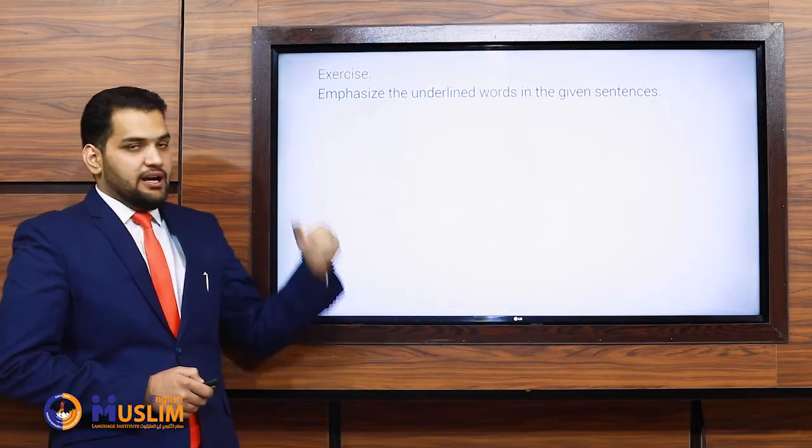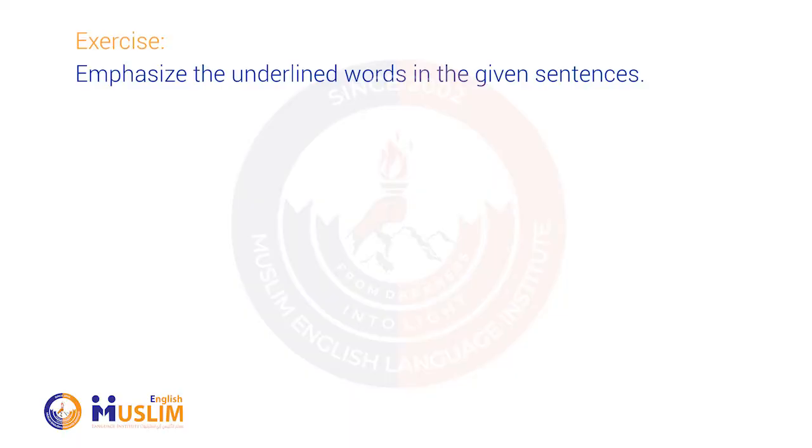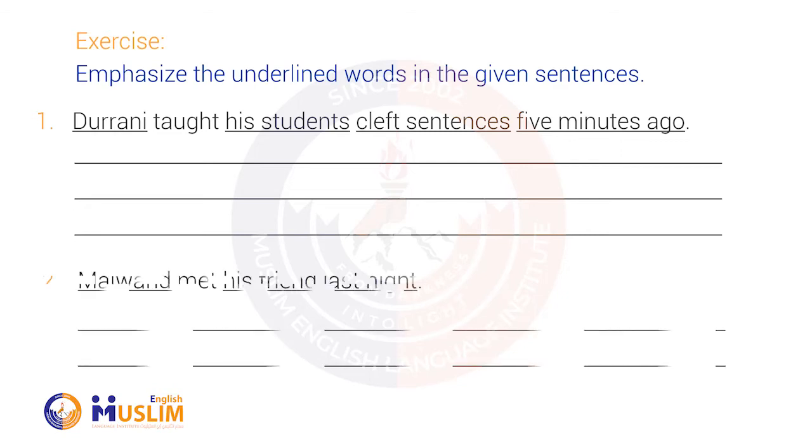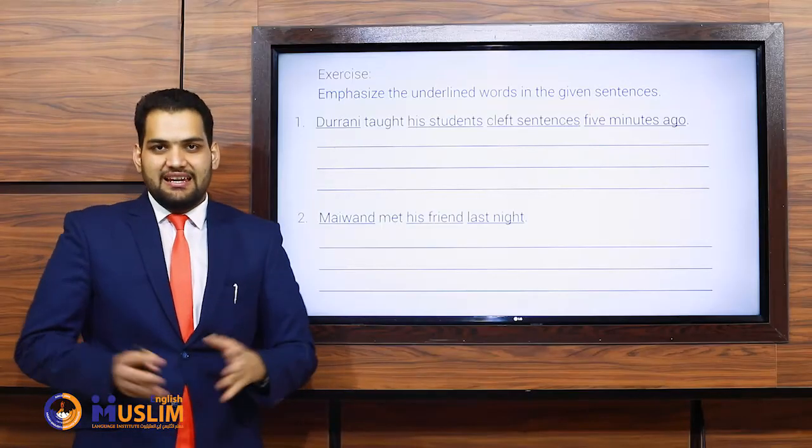Now, let's do an exercise. Emphasize the underlined words in the given sentences. So, for example, number 1, the Rani taught his students cleft sentences 5 minutes ago. So, which words can I emphasize here? Of course, the underlined words: the Rani, his students, cleft sentences, and 5 minutes ago. Sentence number 2, Maiwan met his friend last night. Here, you can emphasize Maiwan, his friend, and last night. Now, I want you to make cleft sentences.